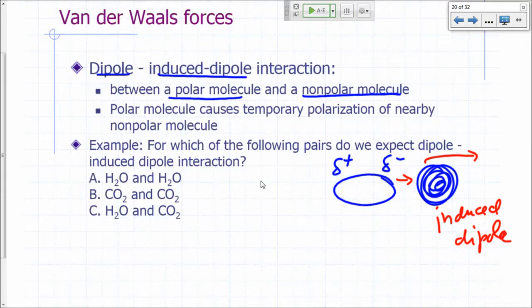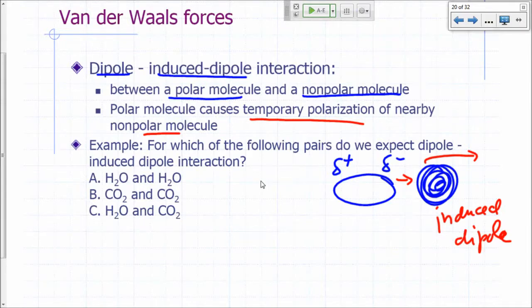Okay, so a polar molecule, when it comes near a nonpolar molecule, could cause the nonpolar molecule to have an induced dipole. It could cause polarization of the nearby nonpolar molecule. So that's another type of interaction that could lead to attractions between the two.